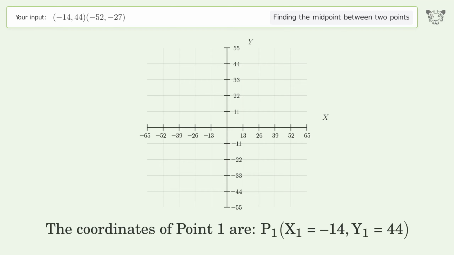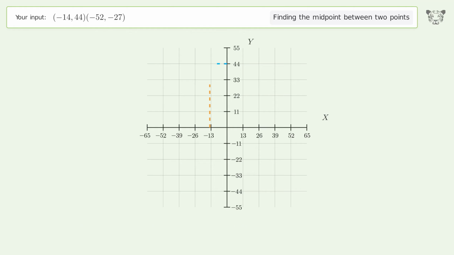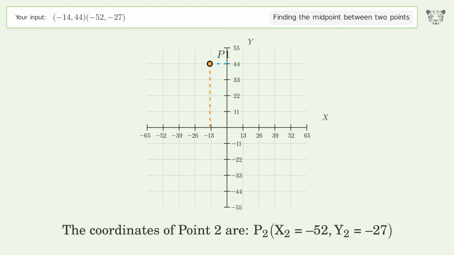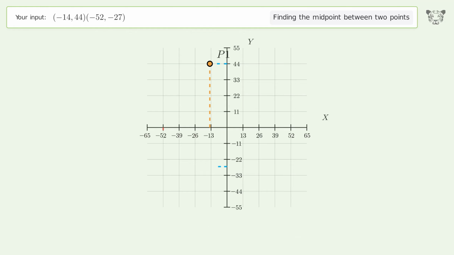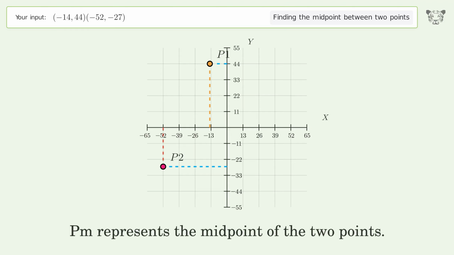The coordinates of point 1 are, x1 equals negative 14, y1 equals 44. The coordinates of point 2 are, x2 equals negative 52, y2 equals negative 27. PM represents the midpoint of the 2 points.